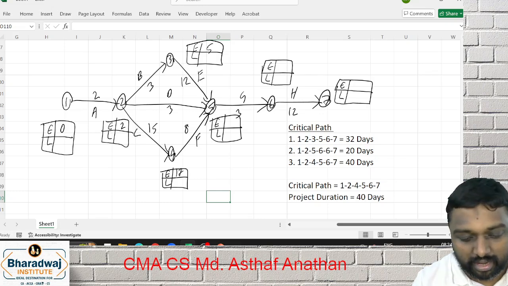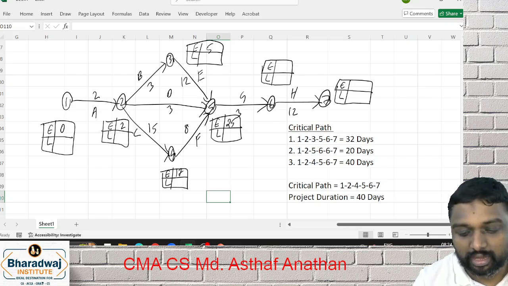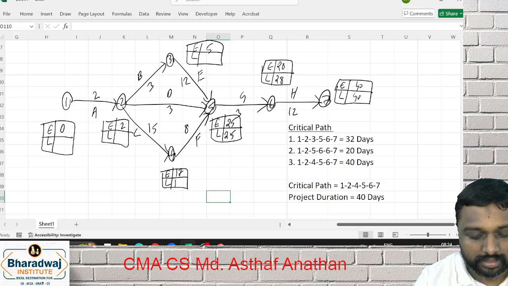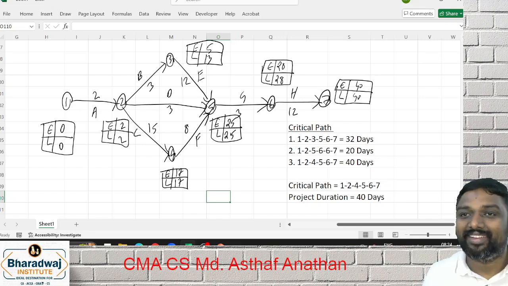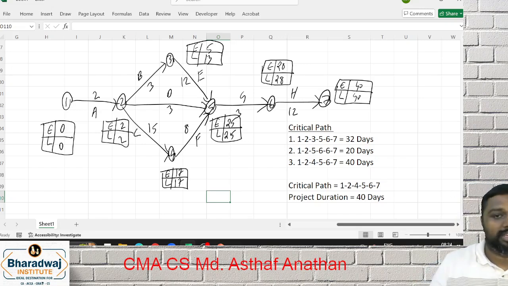So highest number is what? 25. So here it is 2 plus 3, 5. 25 plus 3, 28. 28 plus 4, 40. 40. 28. 17 to 0. 25 plus 12. How interesting, friends. So this is how you have to proceed, correct?